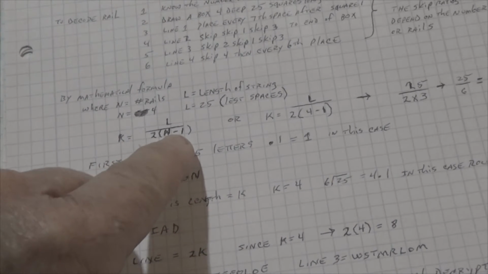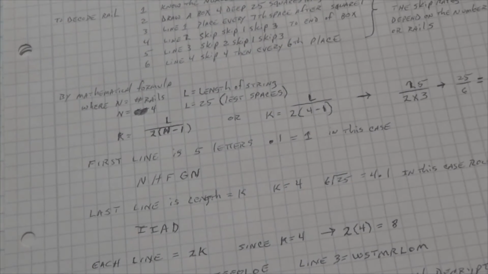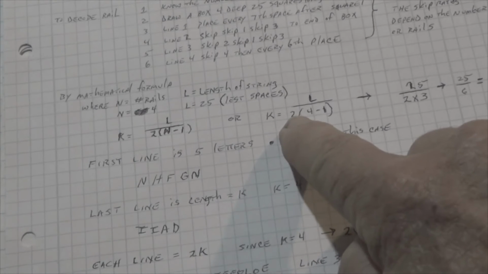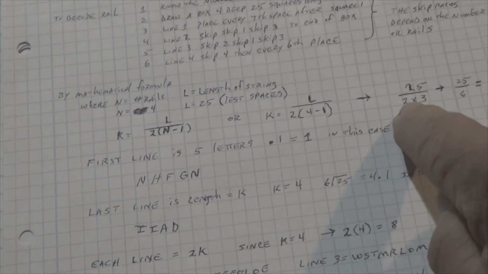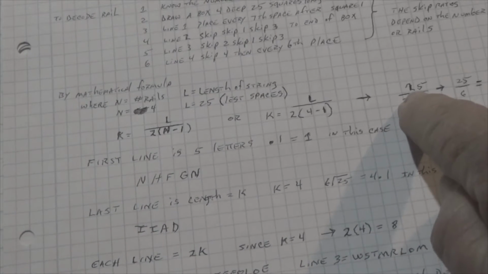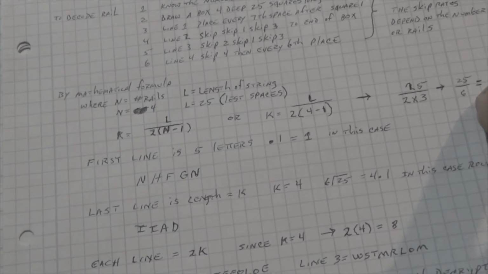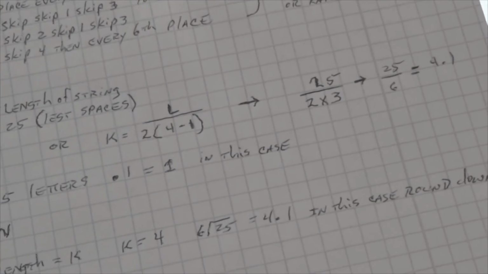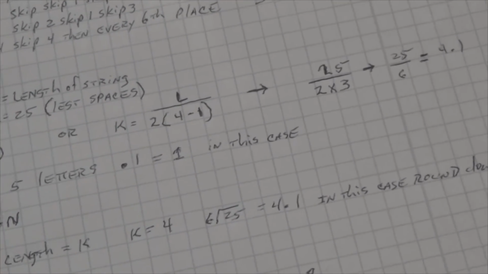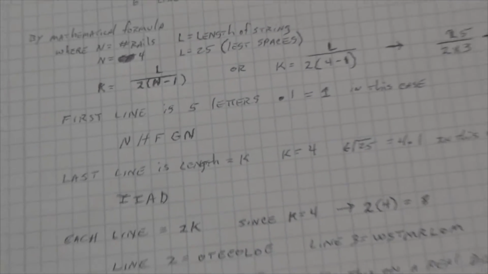the number of rails minus 1 times 2, okay, which comes out to be k equals 2 times (4 minus 1), which equals 2 times 3, which is 6, divided into 25, and it comes out 4.1 over here. That 4.1 is going to be significant on the top line because it's going to tell you you have 5 characters and not 4. Alright, let's back this back up a little bit.